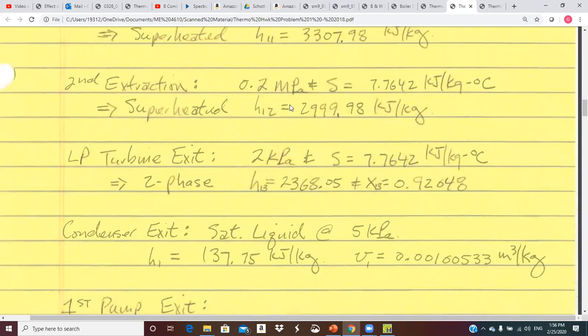And we finally get to the LP turbine exit, 2 kPa, and again, the same entropy. And so now this drops into the dome, and so we have a quality of 0.92, about 0.9205, something like that. And the enthalpy is 2368.